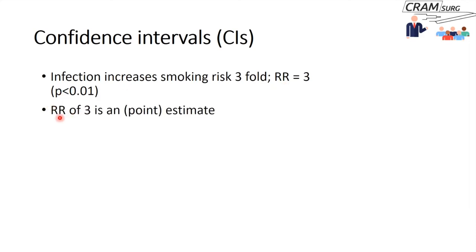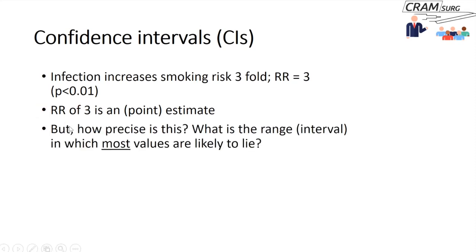Okay. Now, this relative risk of 3 is one estimate, or a point estimate. But we're not clear yet as to how precise this estimate is. Or in other words, what's the range of the interval in which most values are likely to lie? If you do 10, 15 studies, what's the likelihood that you're going to get values that are around the point estimate of 3? And when I say most, in statistical parlance, we refer to 95%. So what's the range of interval in which 95% of the values are likely to lie?